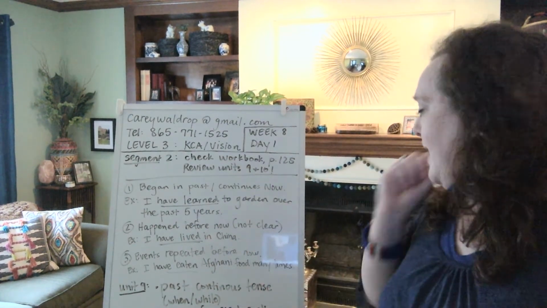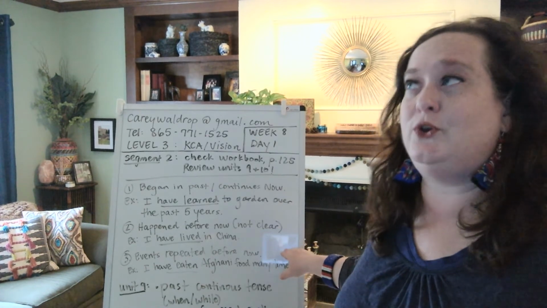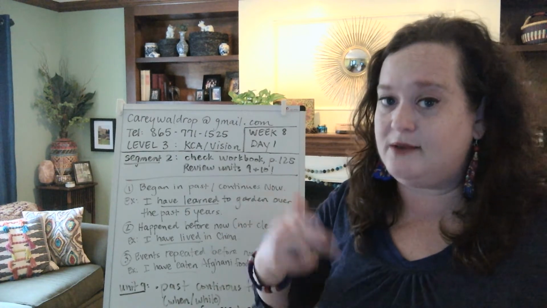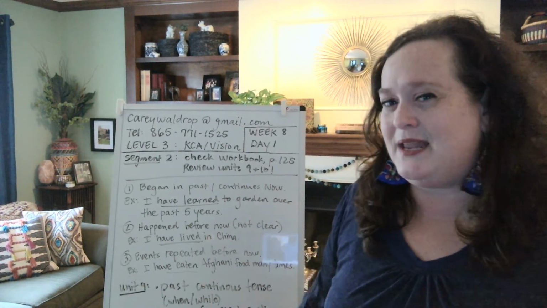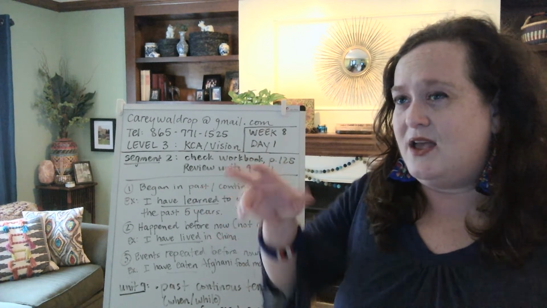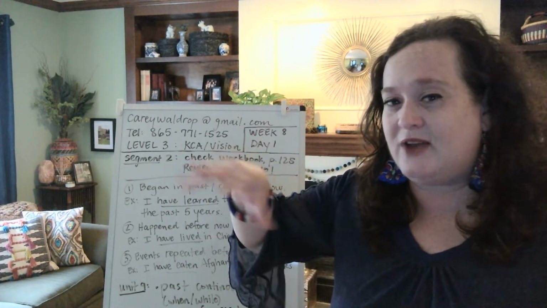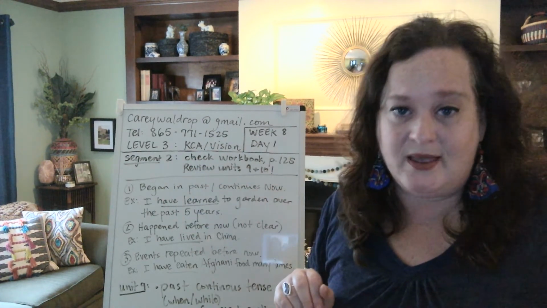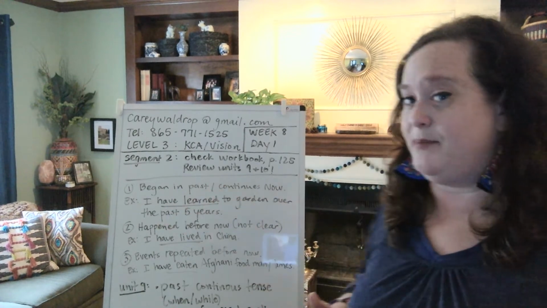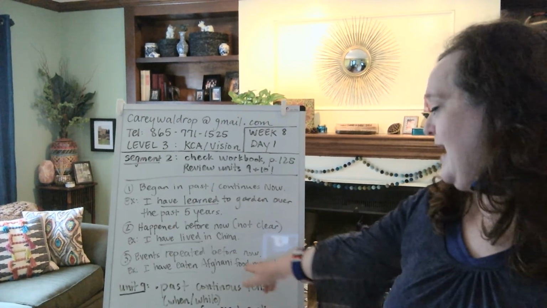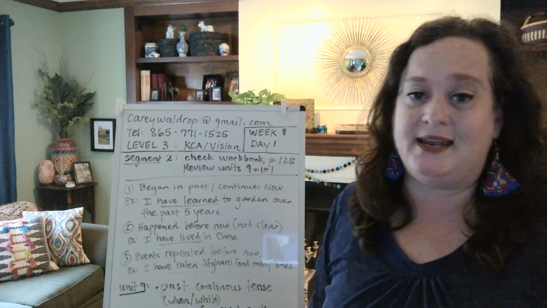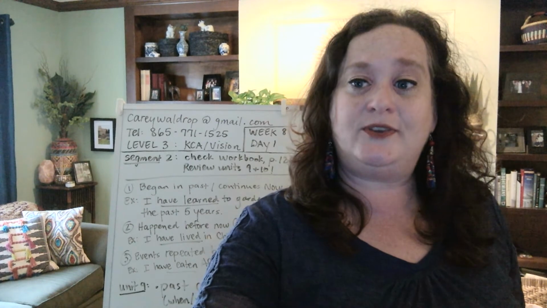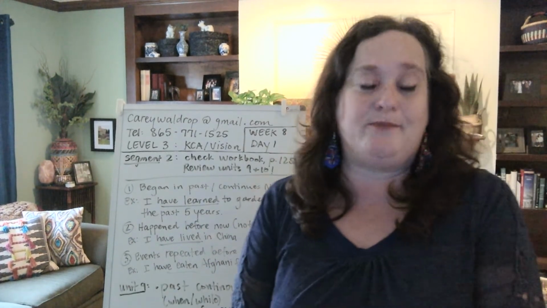The third one is used to describe events that were repeated before now. Meaning it started in the past and sometime, maybe an unclear time, that action was repeated more than once, but maybe it's not clear when it happened. The example I gave, I have eaten Afghani food many times. All right, so those were the 3 uses that we talked about for present perfect.